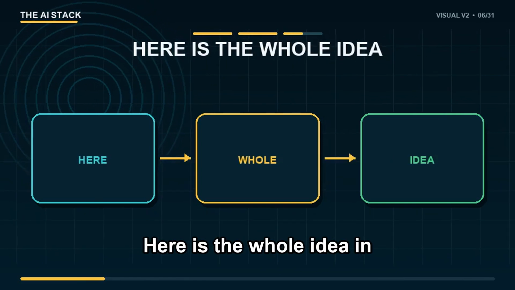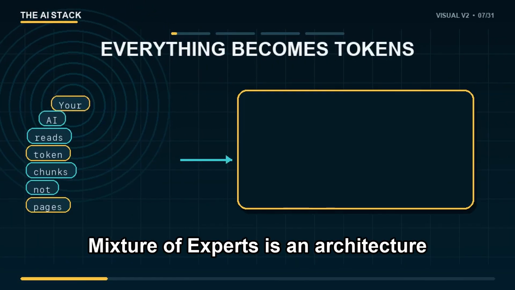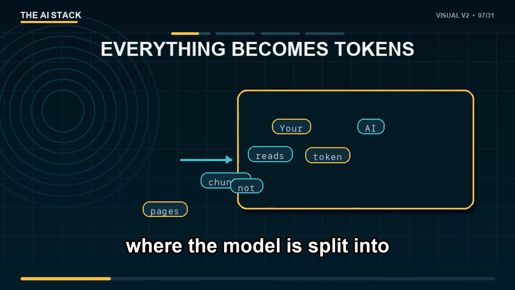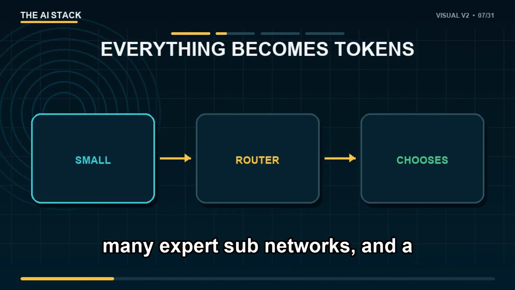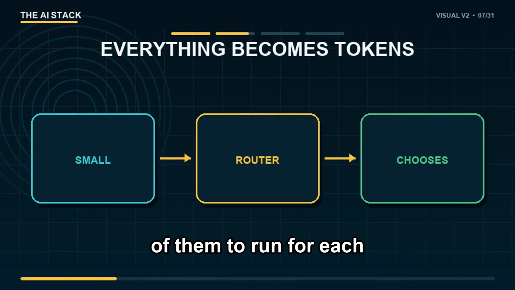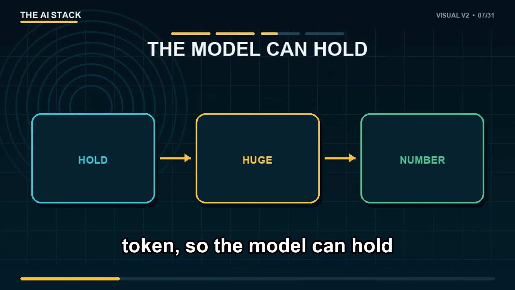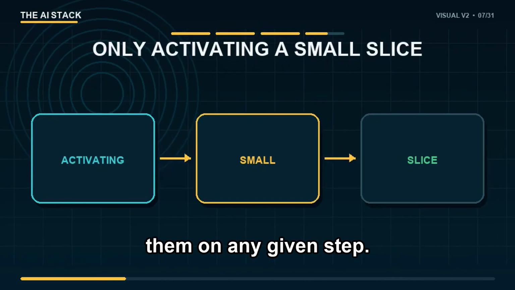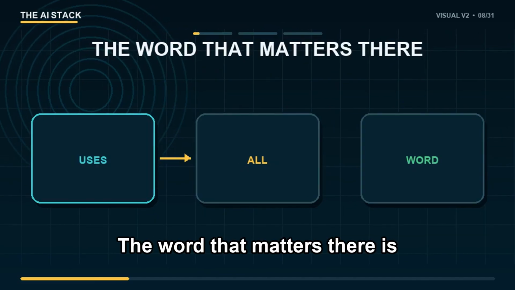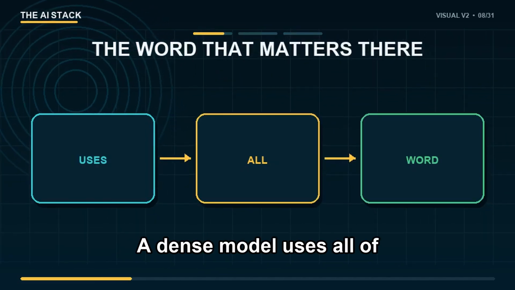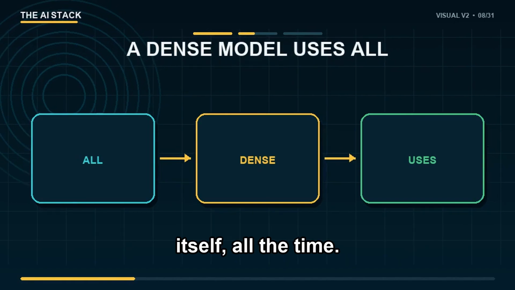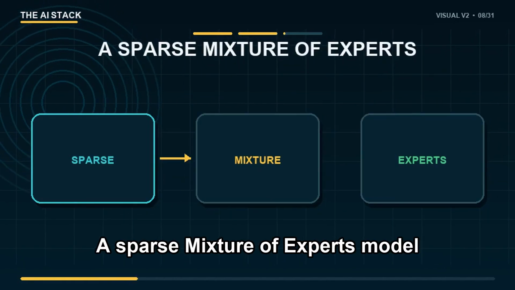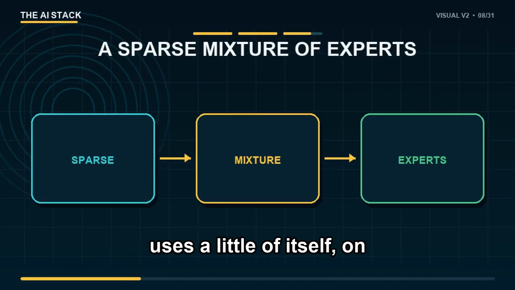Here is the whole idea in one sentence. Mixture of experts is an architecture where the model is split into many expert subnetworks, and a small router chooses only a few of them to run for each token. So the model can hold a huge number of parameters while only activating a small slice of them on any given step. The word that matters there is "only." A dense model uses all of itself, all the time. A sparse mixture of experts model uses a little of itself on purpose.